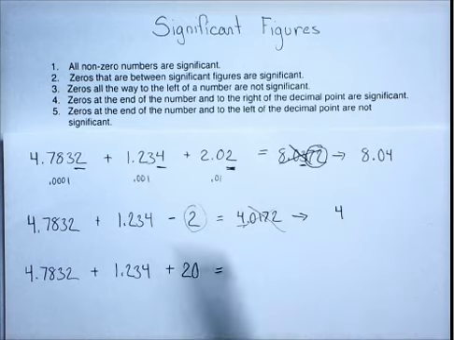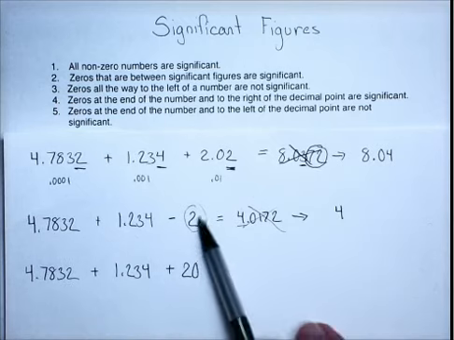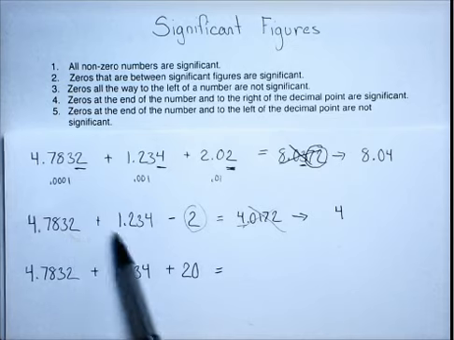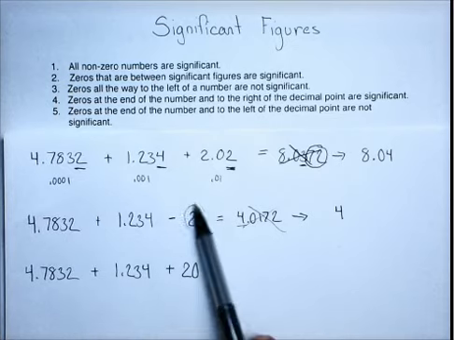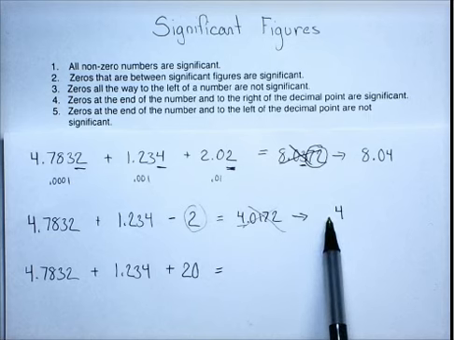That seems really weird to have all this long decimal place, but we can't trust any of those numbers past there because we've got this one number in here that just goes to the ones place. So our answer can only go to the ones place.